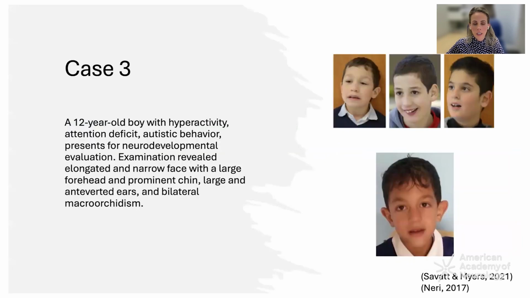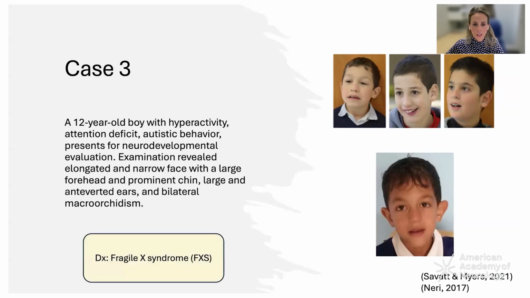Case 3, a 12-year-old boy with hyperactivity, attention deficit disorder, and autistic behavior presents for neurodevelopmental evaluation. Examination reveals an elongated and narrow face with a large forehead, prominent chin, large and anteverted ears, and bilateral macroorchidism. The diagnosis is Fragile X syndrome.